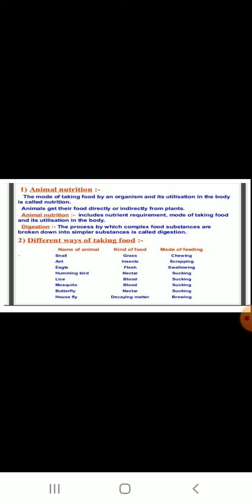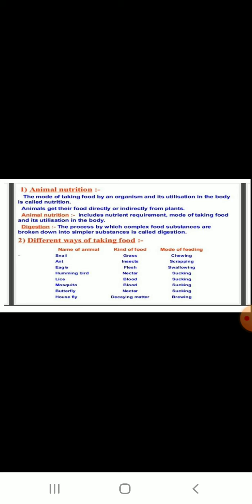Okay, first in that we'll learn about the process. As I told you, the stages of nutrition in animals will be 5 stages: ingestion, digestion, absorption, assimilation, egestion. So these are the 5 important points to be remembered in animal nutrition. First one, as I told you, ingestion. Ingestion means the mode of taking food. The process of taking food is ingestion.